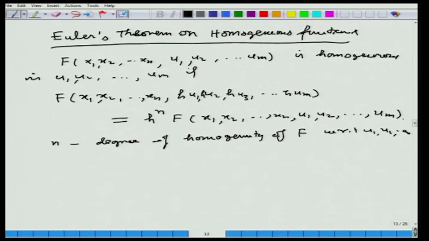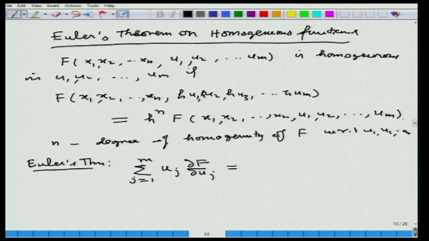So, for such a function Euler's theorem states that the summation u j del f over del u j, j going from 1 to m, is actually equal to n times f. This f is of course evaluated at x 1, x 2, x n and u 1, u 2, u m. So, this is the Euler's theorem for homogeneous functions, which will be very useful in our discussion.